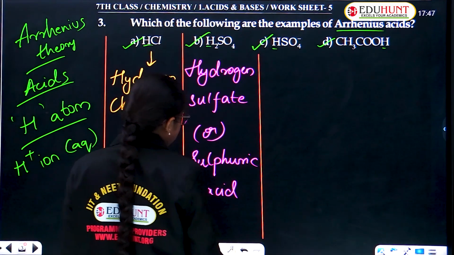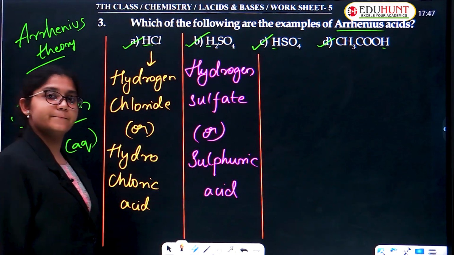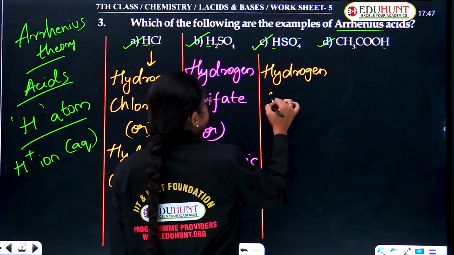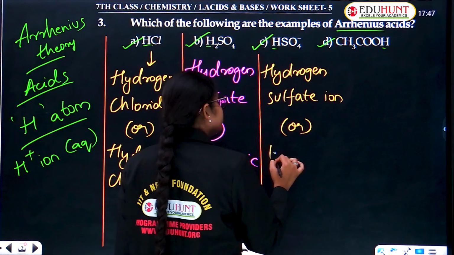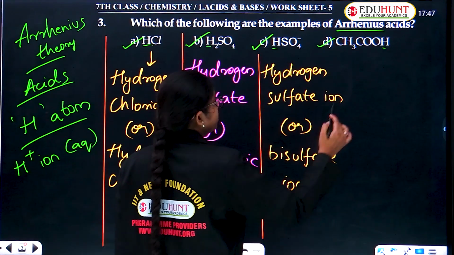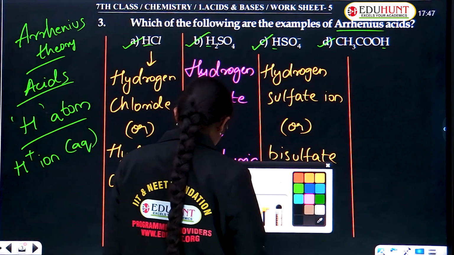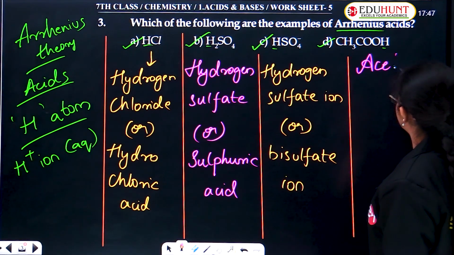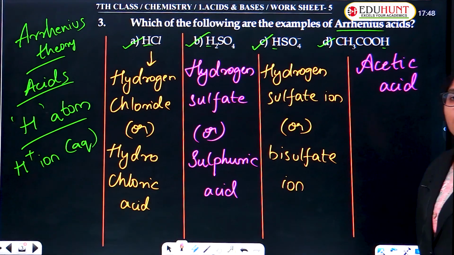Now next, it is HSO4 minus. What is that? Hydrogen sulfate ion or bisulfate ion. This is the name for HSO4 minus. Now last, what is that? CH3COOH, that is having the name acetic acid. What is this, children? Acetic acid. These are the names for the given options A, B, C, D.